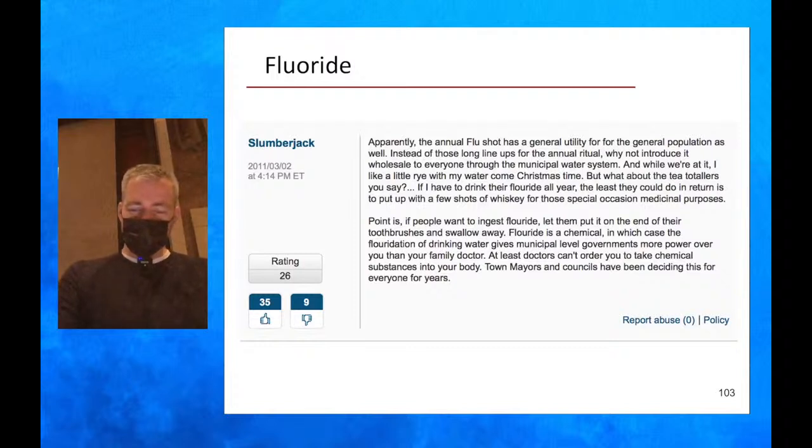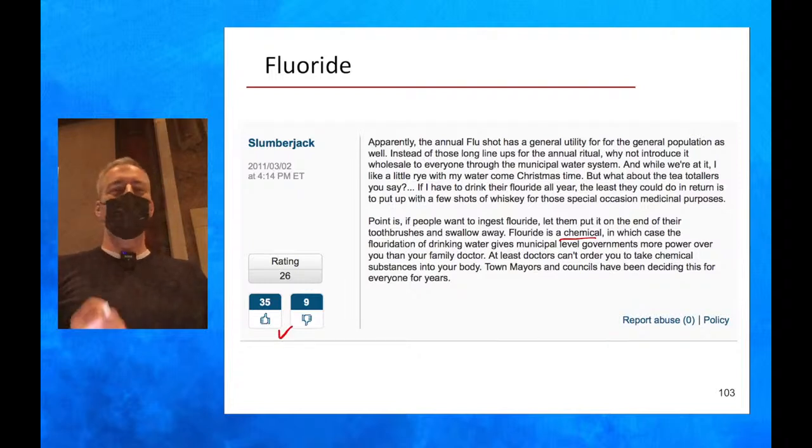Apparently, the annual flu shot has a general utility for the general population as well. Why not introduce that into our water system? Why not a little rye with my water at Christmas time? Point is, if people want to ingest fluoride, let them put it on the end of their toothbrush and swallow away. Fluoride is a chemical. True. In which case, the fluoridation of drinking water gives municipal level governments more power over you than your family doctor. At least doctors can't order you to take chemical substances into your body. So that was a very popular comment, by the way. This is the crux of this issue.